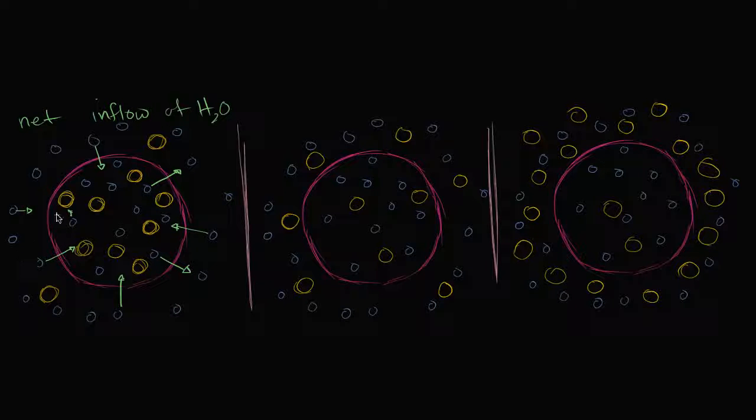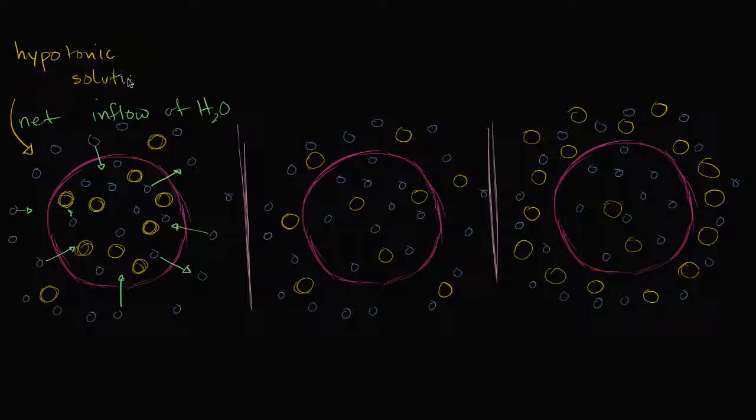Now, a situation like this, where we're talking about a cell and it's in a solution that has a lower concentration of solute, it's important that we're talking about a solute that is not permeable, that is not allowed to go through the membrane. The membrane is not permeable to that solute. We call this type of situation, this type of solution that the cell is immersed in, a hypotonic solution.